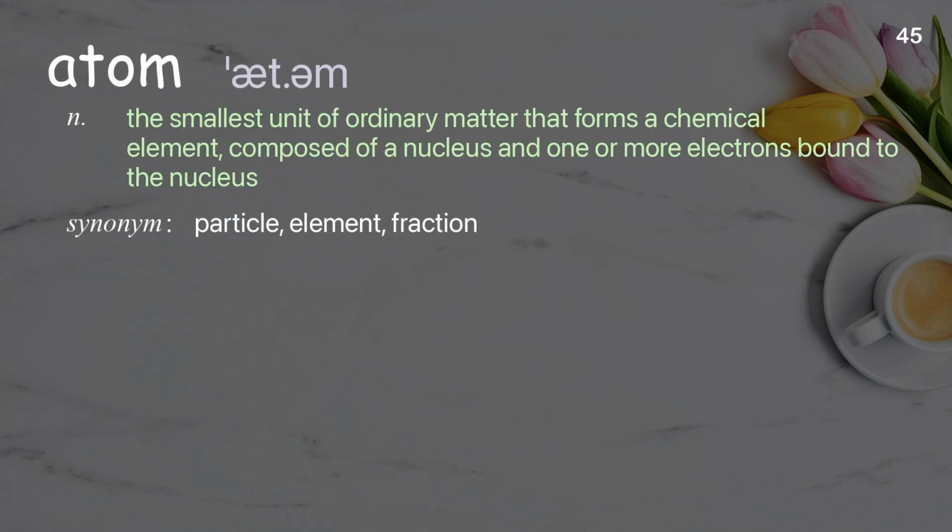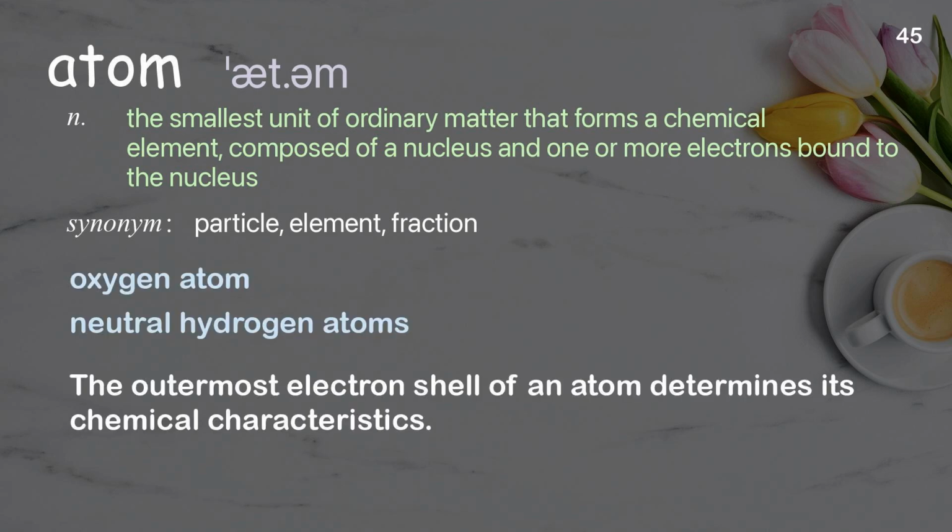Atom. The smallest unit of ordinary matter that forms a chemical element, composed of a nucleus and one or more electrons bound to the nucleus. Examples: oxygen atom. Neutral hydrogen atoms. The outermost electron shell of an atom determines its chemical characteristics.